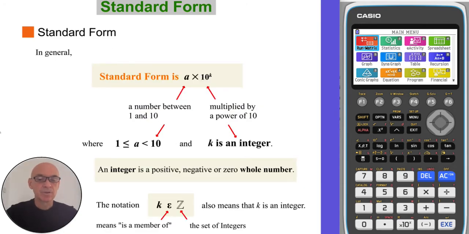So in general, the standard form is stated as a times 10 to the power of k, where a is a number between 1 and 10, and k is an integer. And an integer is a positive, negative, or a zero whole number. The notation k ∈ Z also means that k is an integer, and it's read as k is a member of Z. Z is the set of integers, and ∈ is the Greek letter epsilon.